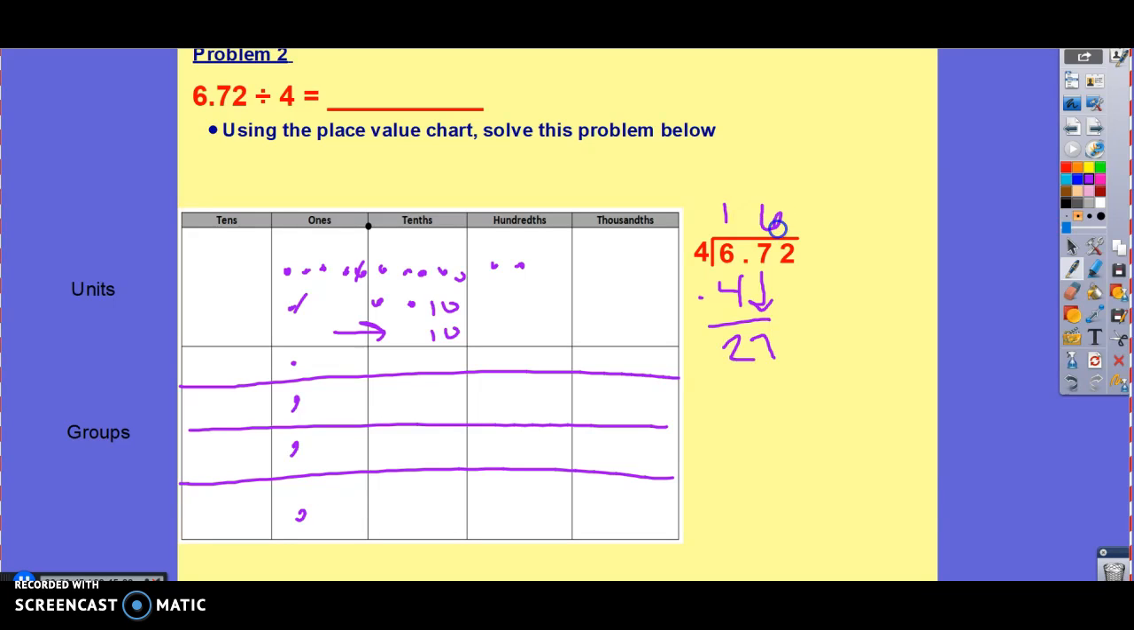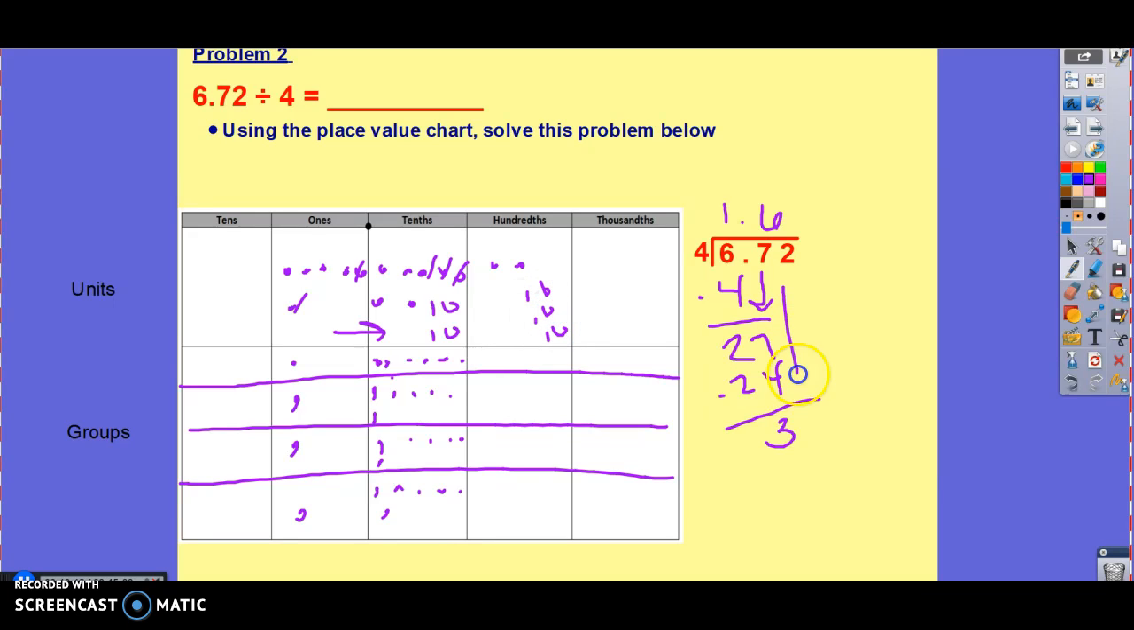4 will go into 27 6 times, so we can put 6 in each one of our groups. 6 times 4 is 24. So we'll have 3 left over. 3 tenths, so each of those makes 10 hundredths over here.